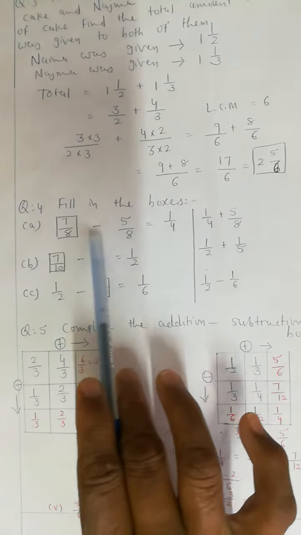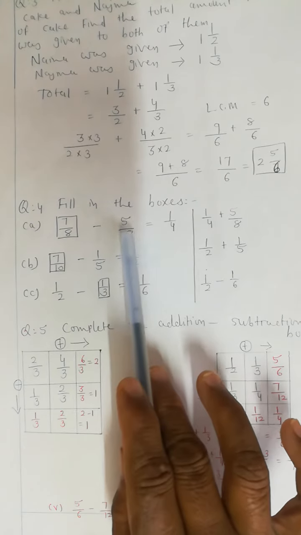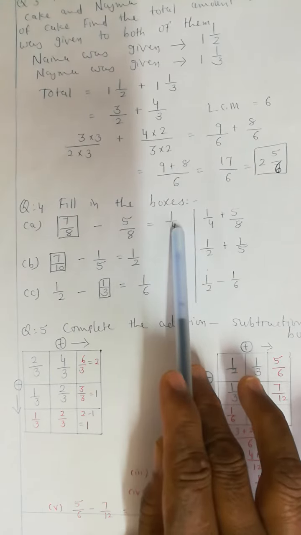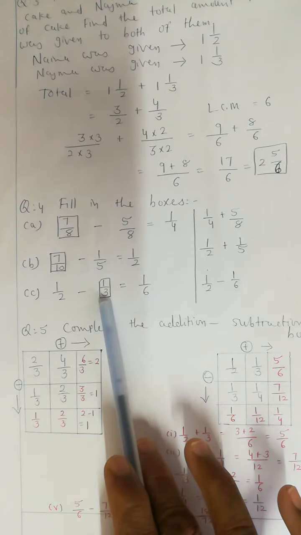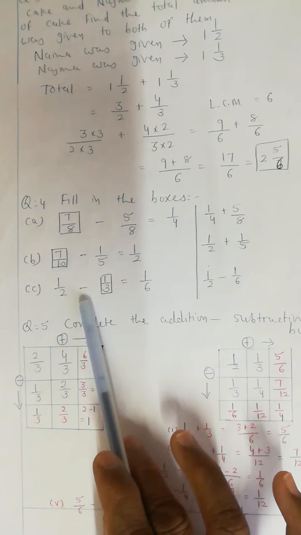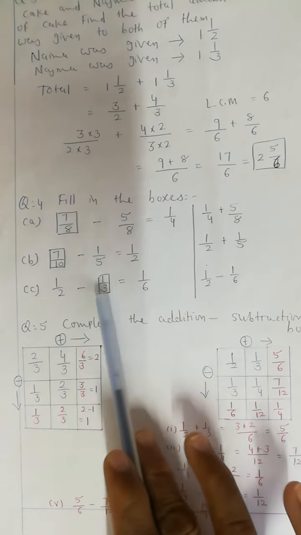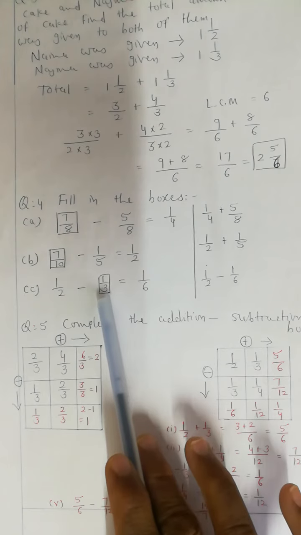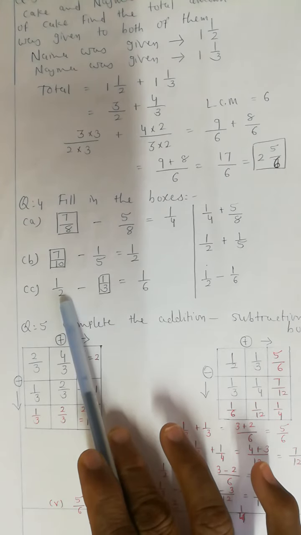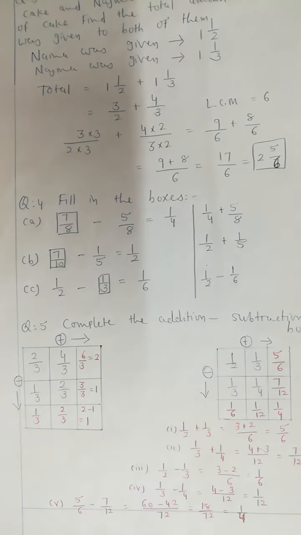Means you can apply this method. If there is box here, you have to add the given number. If there is box here and the sign is of subtraction, not addition, then you can do like this. Here there is box at this place, therefore you have to subtract the smaller number from the bigger number.